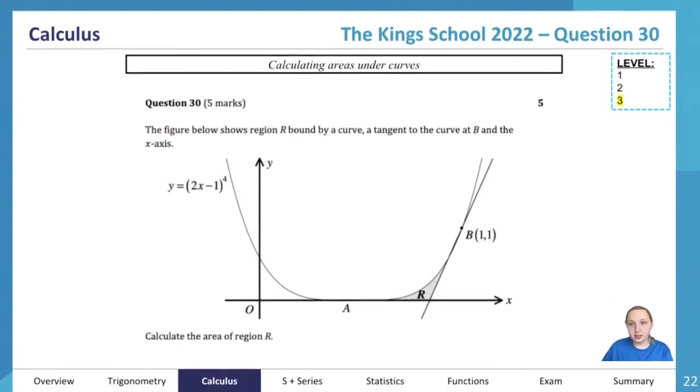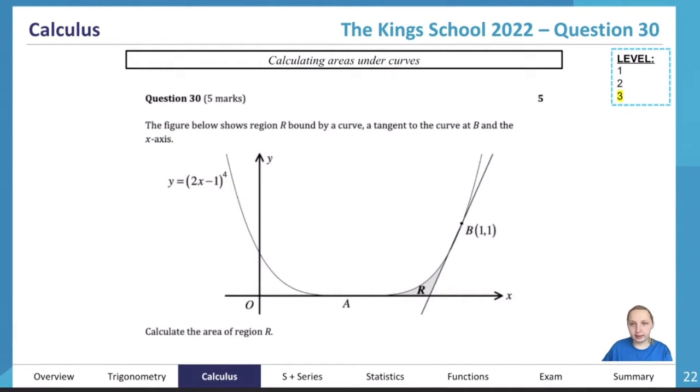So the first question we're going to look at for calculus today is going to be hard because it's worth 5 marks for one question. I have rated this a 3 in terms of difficulty. This is from the 2022 King's School trial paper, looking at the syllabus area of calculating area under curves.